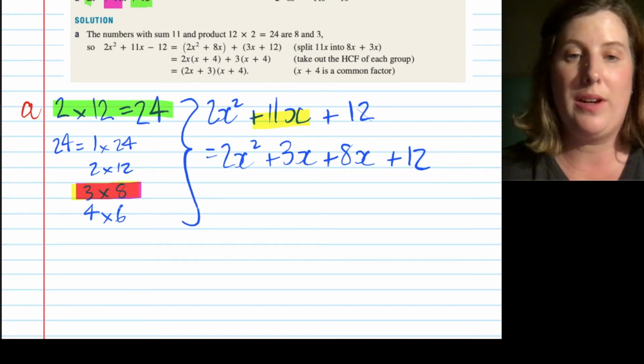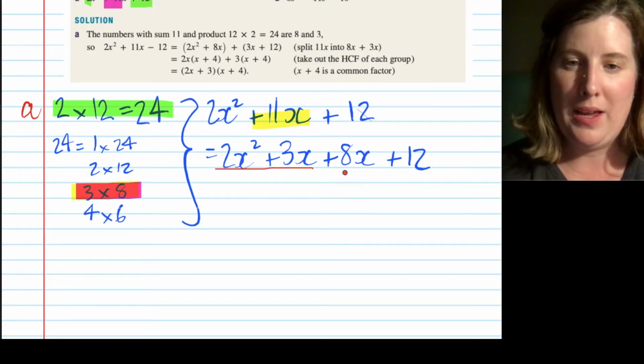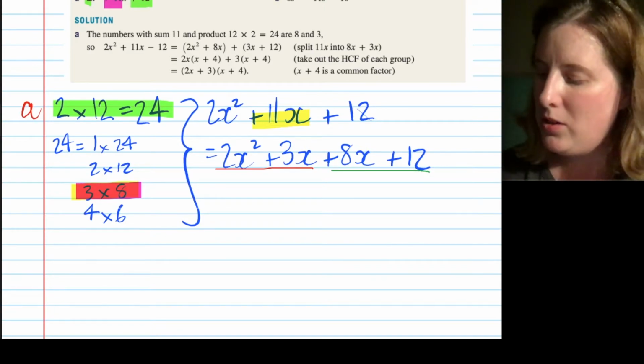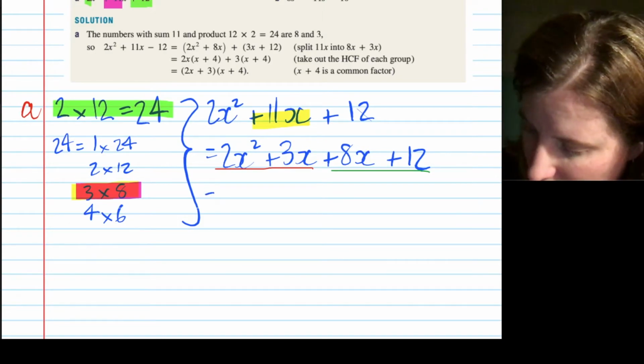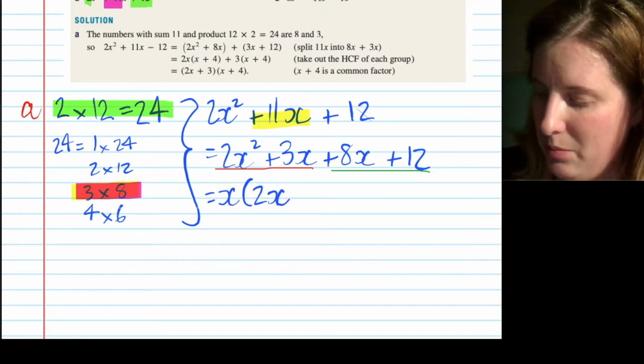I'm now going to factorize it in pairs. So I'm going to do this pair, and then I'm going to do this pair. For some reason I wrote those with my computer, that was weird. So 2x squared plus 3x, what goes into both of those? Well, x does, no number. So I've got x outside of 2x squared, that's 2x is left, plus 3.